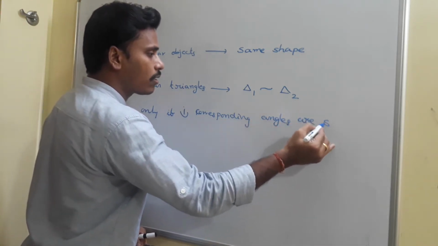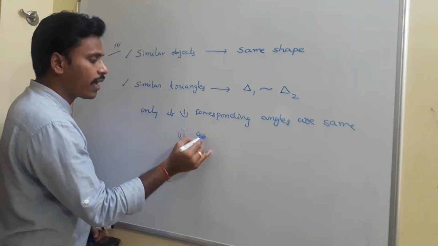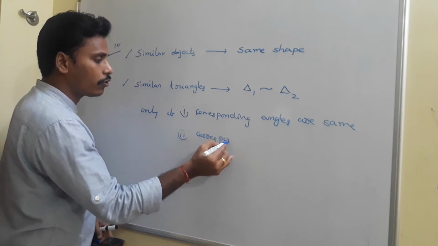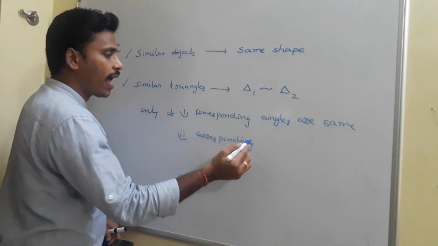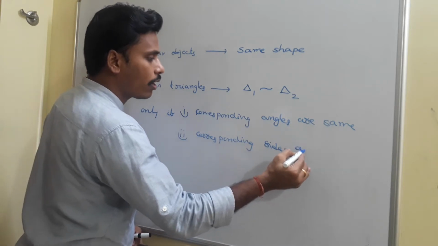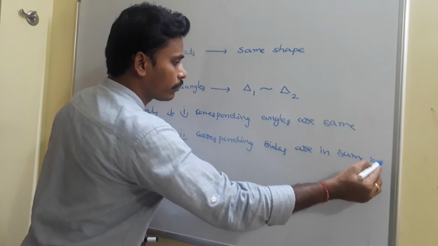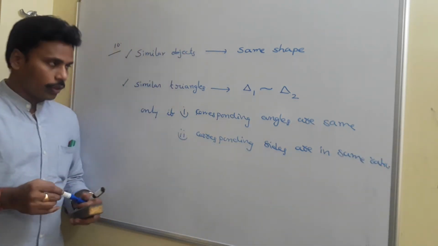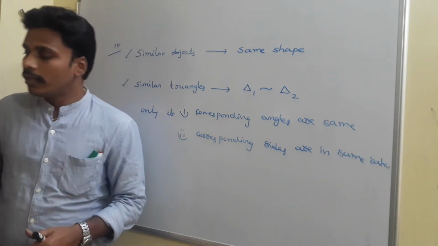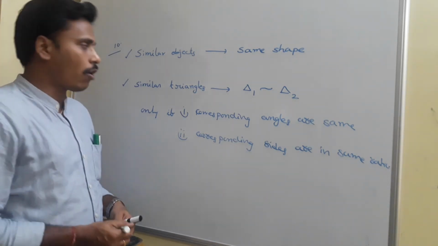Corresponding angles are the same. And another thing is corresponding sides are in the same ratio. Corresponding angles should be equal and corresponding sides have to maintain the same ratio. Once again, just have a look at this. Basically, similar objects means two objects which have the same shape.